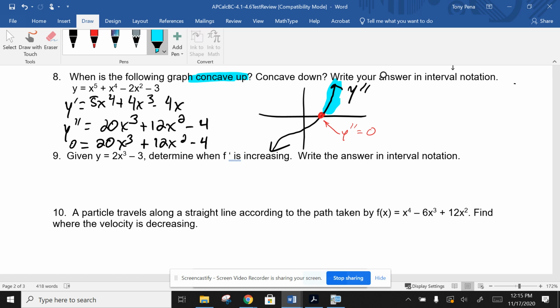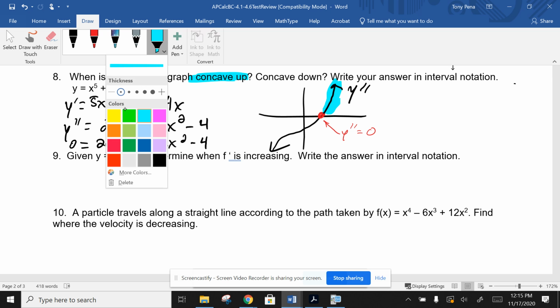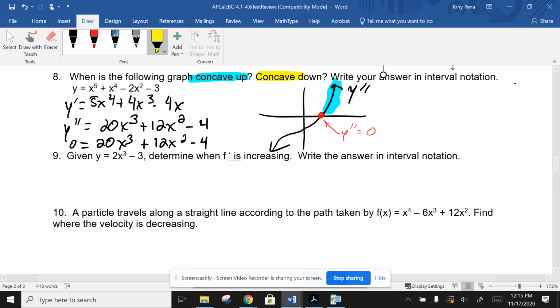So whatever the calculator gives you as a 0, you have the answers anyway. They're online. You can do that. If I want concave down, that's when the second derivative is negative. So that's going to be anytime the second derivative graph is underneath the x-axis. So it's completely dependent upon what graph you are looking at.